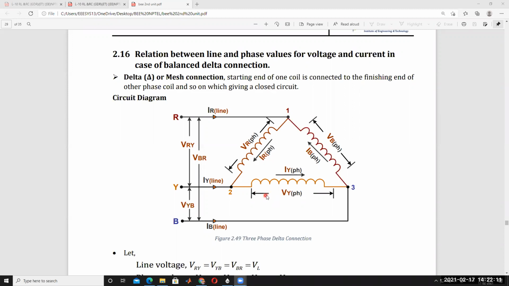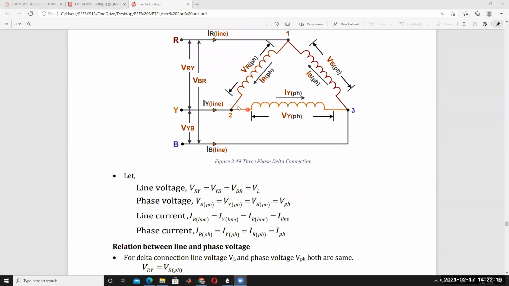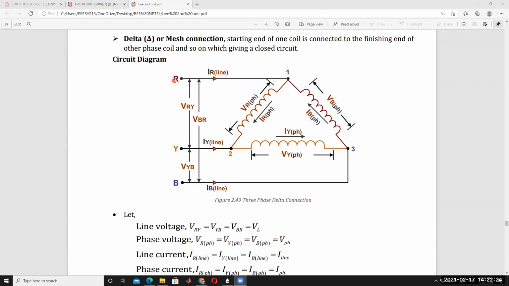Understood? In the delta connected system, R and Y is connected exactly in parallel between terminals 1 and 2. So whatever voltage is across R and Y is the same as the voltage across terminals 1 and 2, which is nothing but VR phase. Here the voltage is VRY. That's why line voltage is equal to phase voltage in a delta connected system.